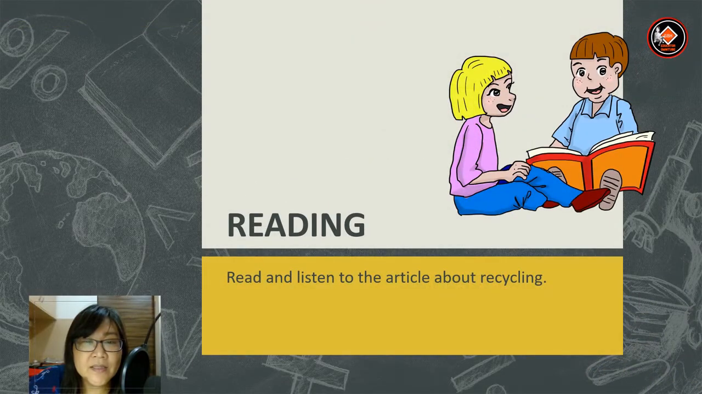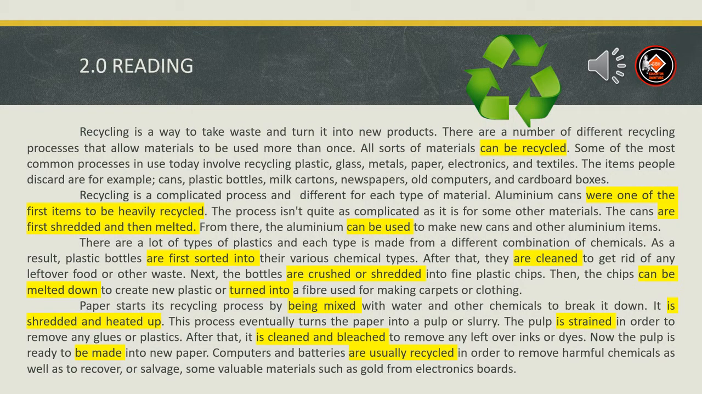Dear students, let's continue with reading. Read and listen to the article about recycling. Recycling is a way to take waste and turn it into new products. There are a number of different recycling processes that allow materials to be used more than once. All sorts of materials can be recycled. Some of the most common processes in use today involve recycling plastic, glass, metals, paper, electronics, and textiles.